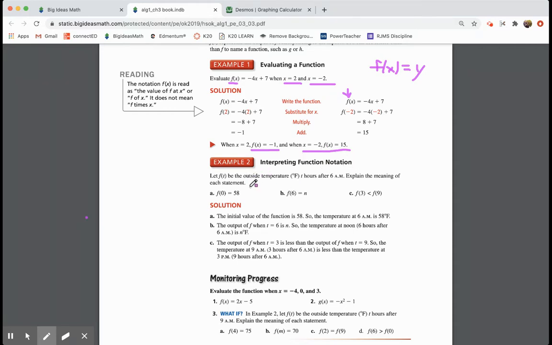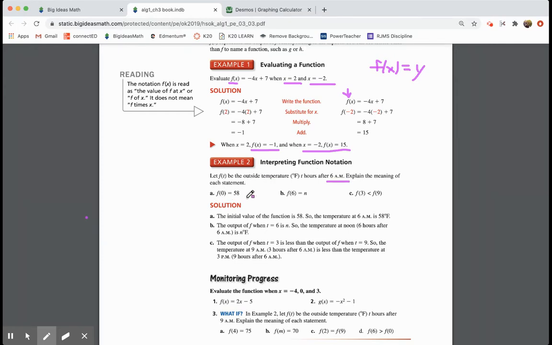Okay, now let's look at interpreting function notation. It says, let f of t, so it could be x, t, or y, be the outside temperature in degrees Fahrenheit, t hours after 6 a.m. So y in this case represents the outside temperature. T represents the amount of hours after 6 a.m. Explain the meaning of each statement.